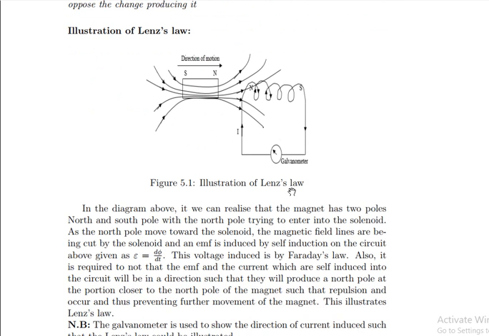The right hand grip rule, you can just imagine that you are holding a screw. The thumb of the screw will be the direction perpendicular to the cork in which you are screwing, and the direction of the screw is going to be the direction of the other fingers, not including the thumb. So this is how you can visualize the right hand grip rule.